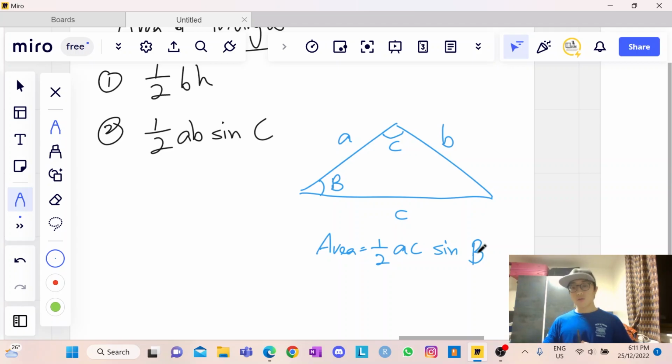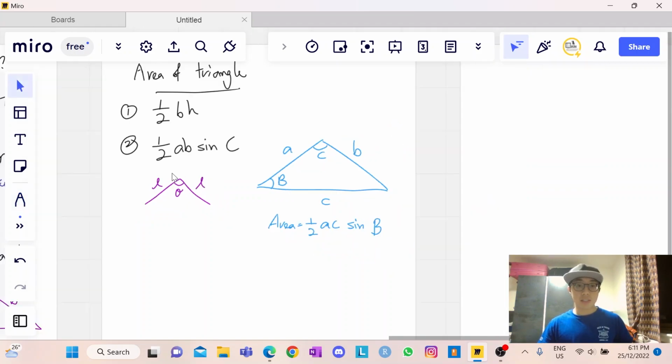I don't think I'm going to go into depth on how you get this formula, but this is one formula for you to remember, 1 over 2 ab sine C. It's very simple. All the information needed is length, length, and angle. If you have this, then you can find the area of a triangle very easily by just substituting into the formula.